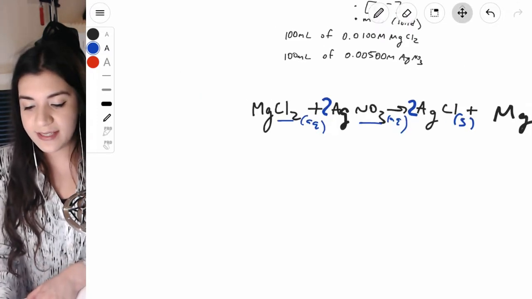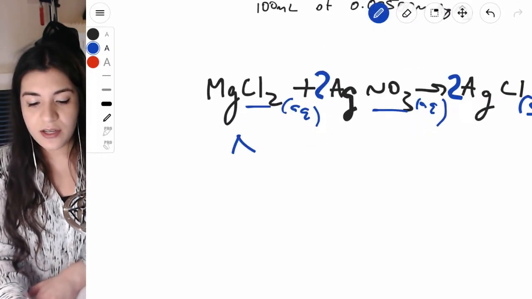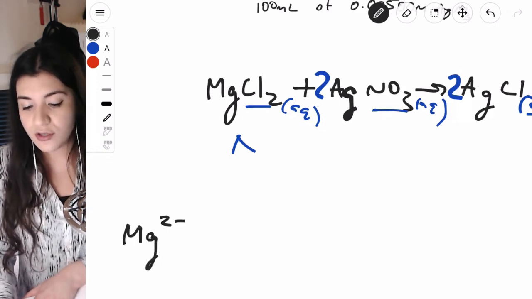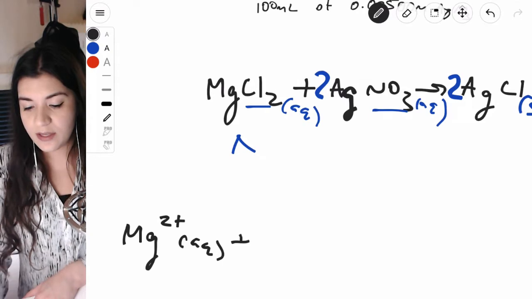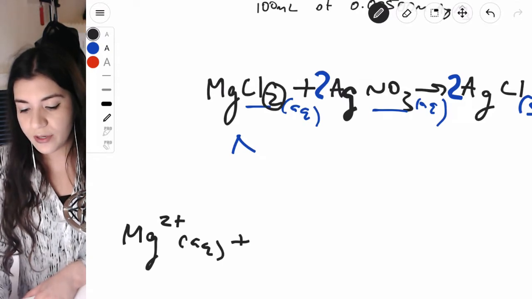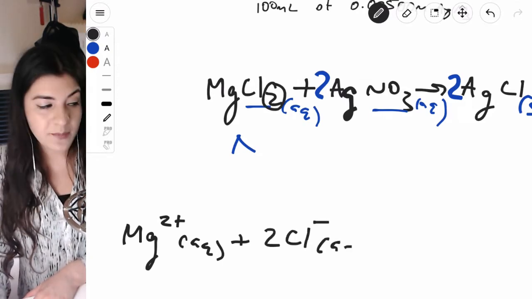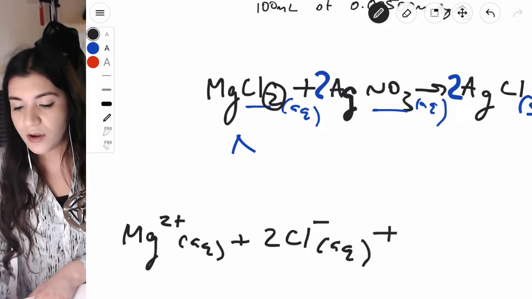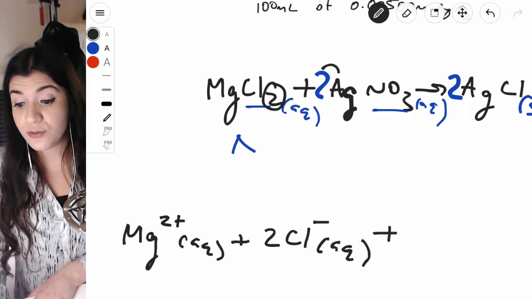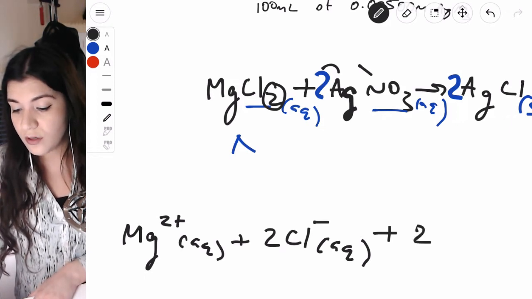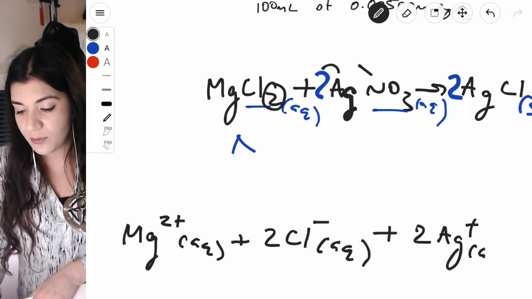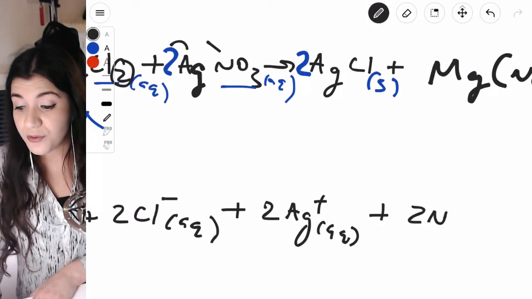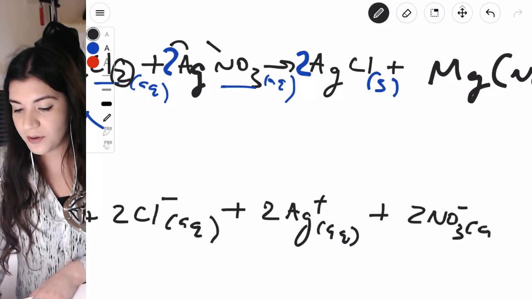So let's start off with magnesium chloride, breaking this apart into its separate ions. So starting with just magnesium, putting the charge, and putting the state that it's aqueous. Now here there are 2 chlorines. Once again, I'm going to put that it's aqueous. And then I'm going to keep going. And then here there are 2 nitrates and there's 2 silvers. So I'll put that there's 2 silvers with a plus charge, and that's aqueous. And then next I'm going to put plus another 2 NO3 minus aqueous.